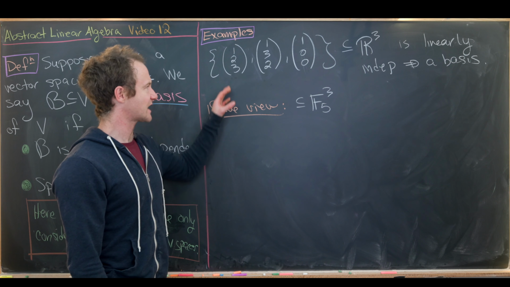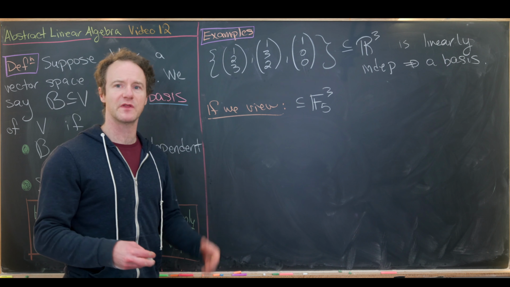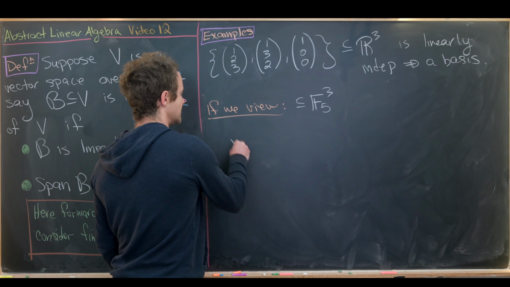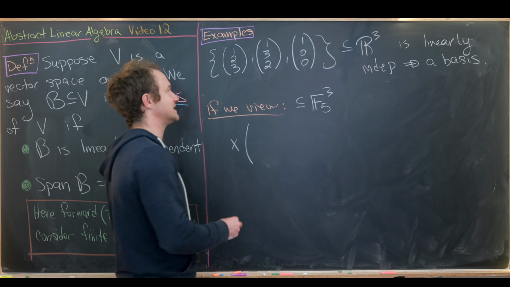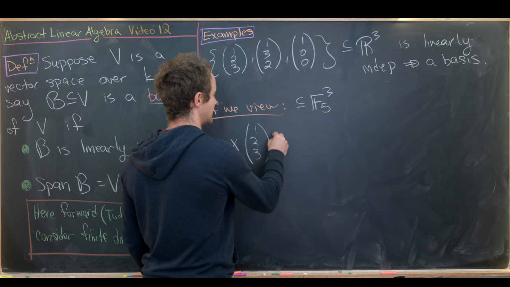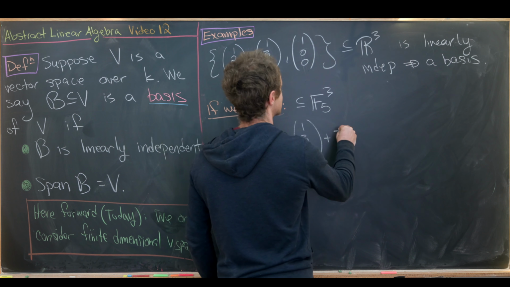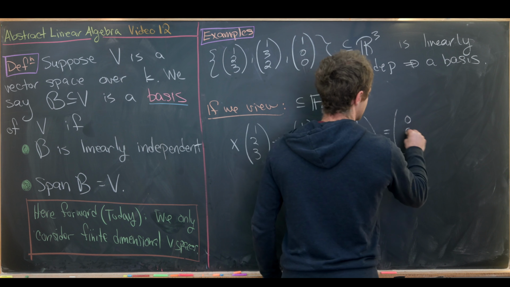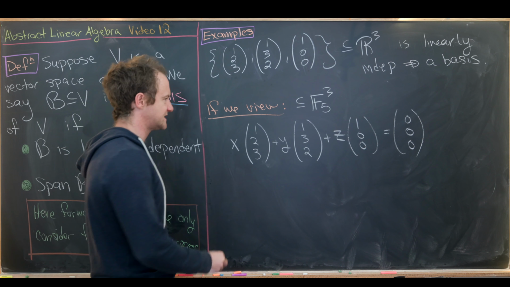But now let's check these same vectors if we view them over F5. Remember, the field of 5 elements. So we're in F5^3. Let's try to build a linear dependence relation and see if it works here. So we have x(1, 2, 3) plus y(1, 3, 2) plus z(1, 0, 0) equals the 0 vector. Okay, so let's see what we have.